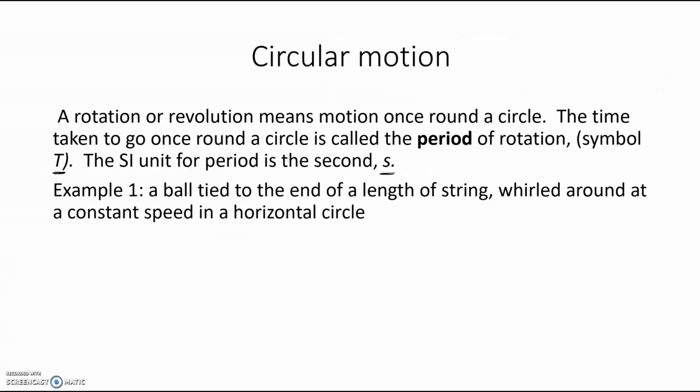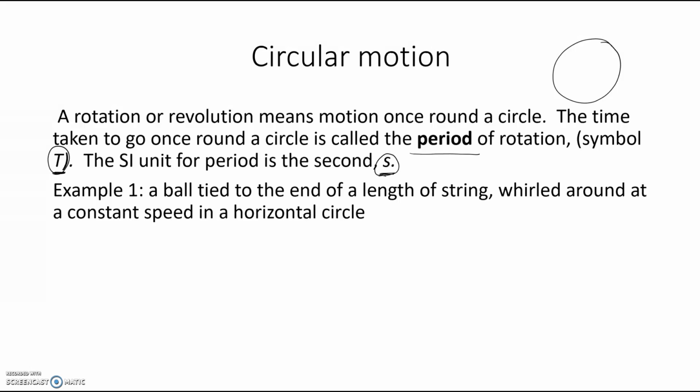Now we need to get a few words straight. First, a rotation or a revolution means just once round a circle. And we talk about the time taken to go around a circle once as being the period of rotation, and normally we use the symbol T and the time period as a second.